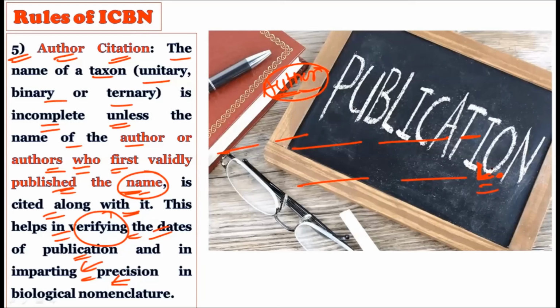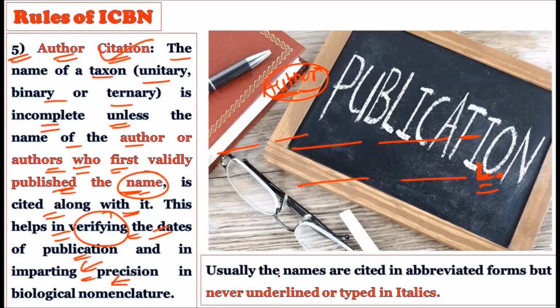One author, two authors, three authors can be there. So all of their names can be cited, and without this citation, this particular plant material publication will remain incomplete. So author citation will always be a compulsory thing while publishing the new plant material. Usually the names are cited in abbreviated forms but never underlined or typed in italics.